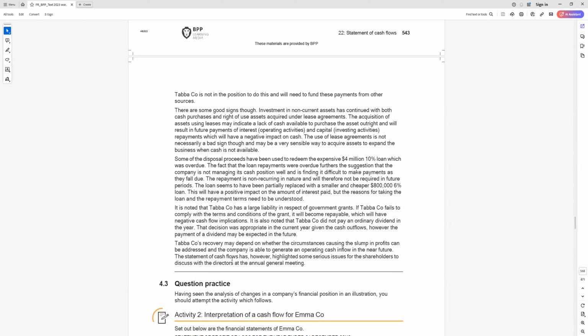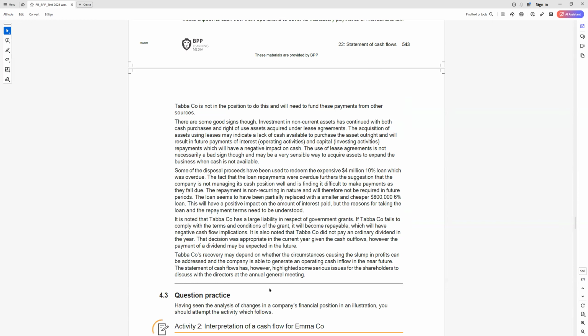The statement of cash flow has, however, highlighted some serious issues for the shareholders to discuss with the directors at the annual general meeting. So all these things we have talked about, the shareholders should discuss with the directors so the directors can give the appropriate answer why it's happening and how to improve it, because this is the matter that they have to discuss that we have found during our explanation. So that's how we need to interpret our cash flow statement.